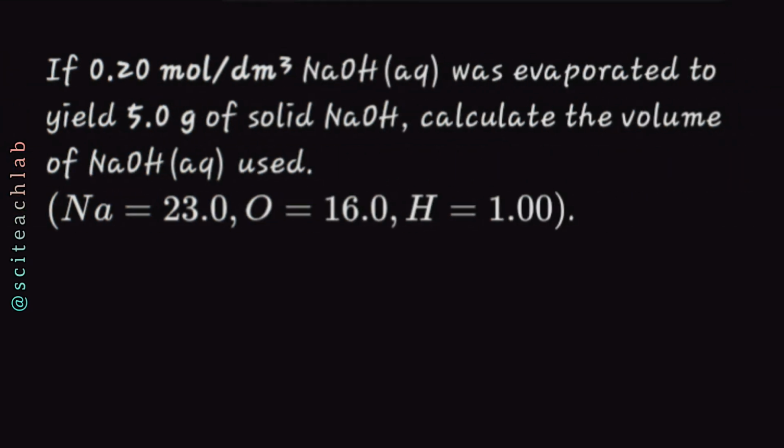The next question is this: if 0.20 mole dm cube of NaOH was evaporated to yield 5 grams of solid NaOH, calculate the volume of NaOH in aqueous form used. We're saying if 0.2 mole dm cube of aqueous sodium hydroxide was evaporated to yield 5 grams of solid sodium hydroxide, calculate the volume of aqueous sodium hydroxide that was used. And sodium is 23, oxygen is 16, hydrogen is 1.